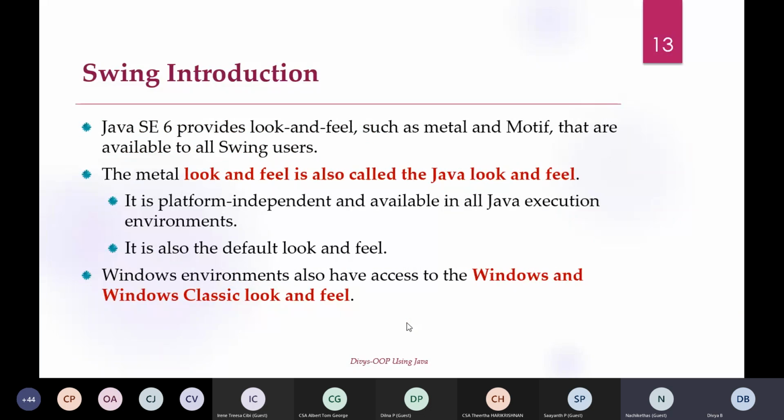And Java SE 6 provides look and feels like Metal and Motif that are available to all Swing users. The Metal look and feel is also called the Java look and feel. It is platform independent and available in all Java execution environments. It is also the default look and feel. So Metal is your default look and feel. And Windows environments also have access to the Windows and Windows Classic look and feel.